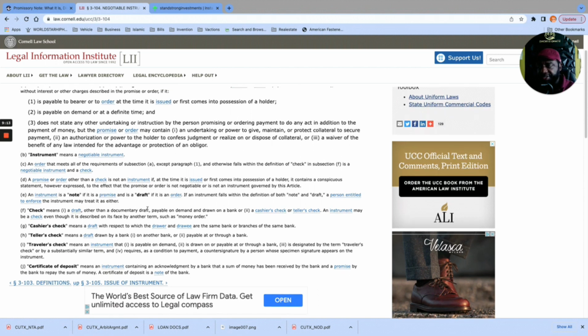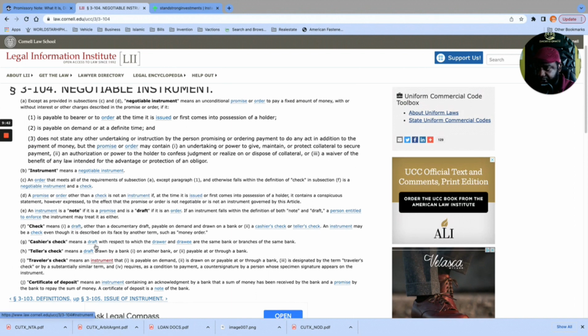In these definitions, check means a draft, other than a documentary draft, payable on demand and drawn on a bank, or a cashier's check, or a teller's check. An instrument may be a check even though it is described on its face by another term, such as money order. Cashier's check means a draft. Okay, teller's check means a draft. Traveler's check means any instrument that is payable on demand. So we learned this in terms of what?